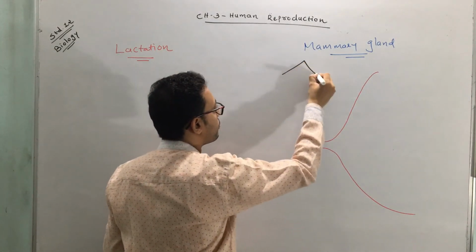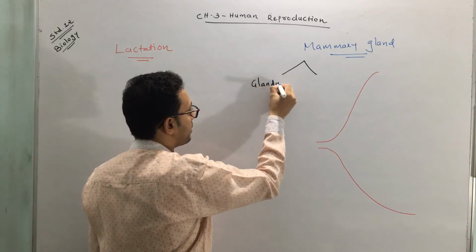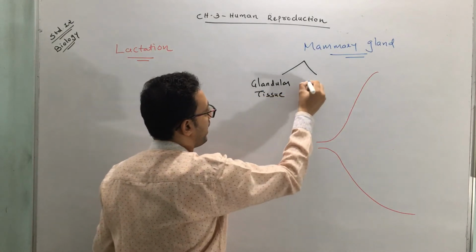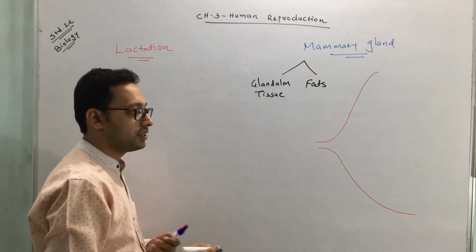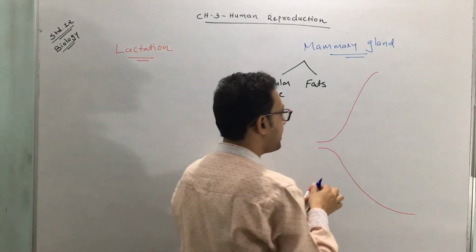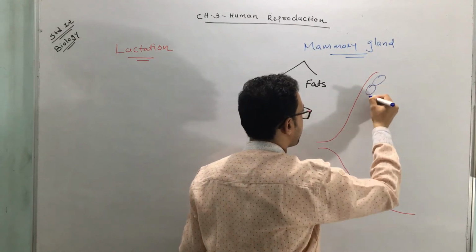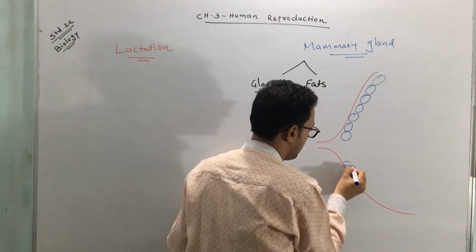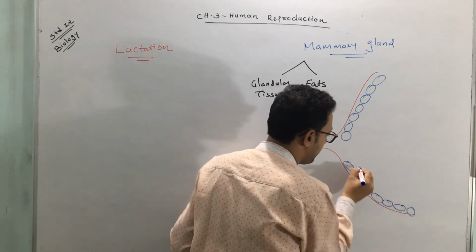It is made up of two types of tissue. First is called glandular tissue, and it contains a variable amount of fat. So it contains glandular tissue and a variable amount of fat. This is the fat. The amount of this fat is variable.